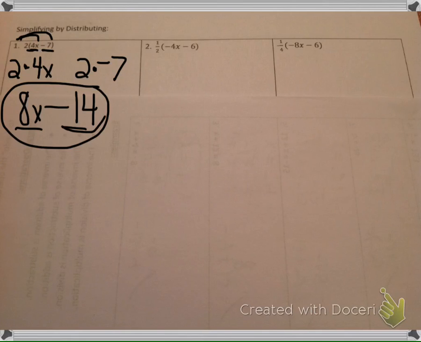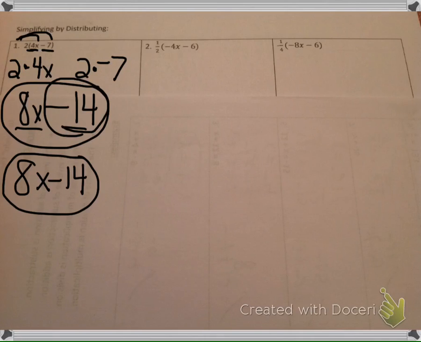Okay, and again, this last number here is called your constant. So your answer here is 8x minus 14. And this is the proper way to write this. It should always be this way where the constant is last.